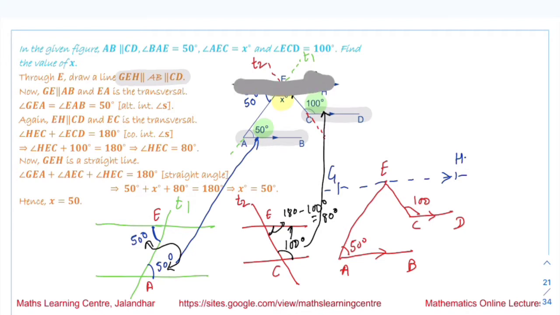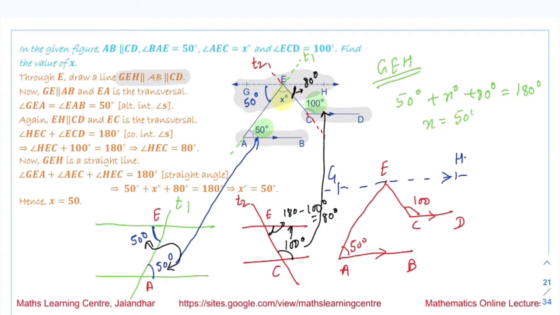Now these three angles, 50 degree, X degree and 80 degree, lie on a line GEH. So their sum, 50 degree plus X degree plus 80 degree, will be equal to 180 degree. So the value of X you will get is equal to 50 degrees. This is what we have to find. The value of X is 50 degree.